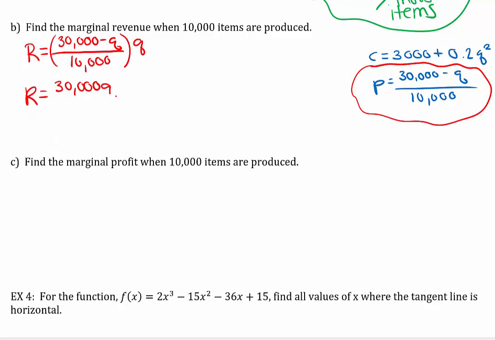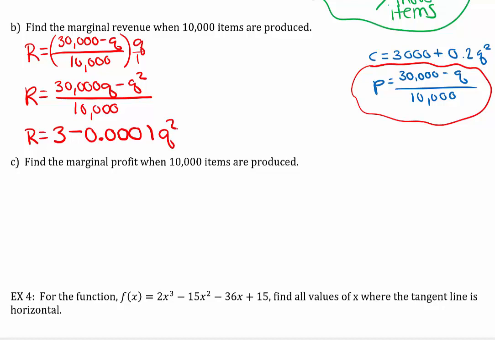So I start by distributing the Q to the numerator. The Q doesn't get distributed to the denominator. It's like we're multiplying by Q over 1. And then I'm going to do the division. 30,000 divided by 10,000 is 3. And the negative 1 divided by 10,000 should be negative 0.0001 q squared. Now I can find the derivative of this thing.